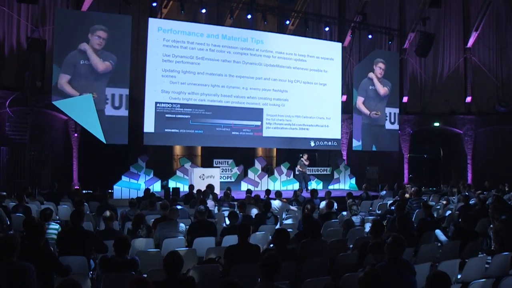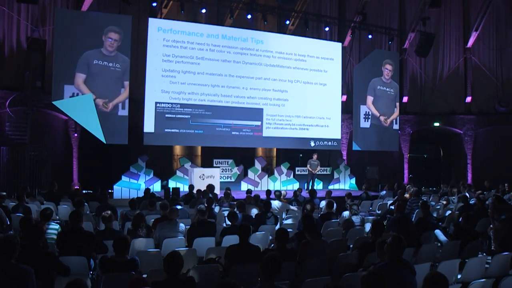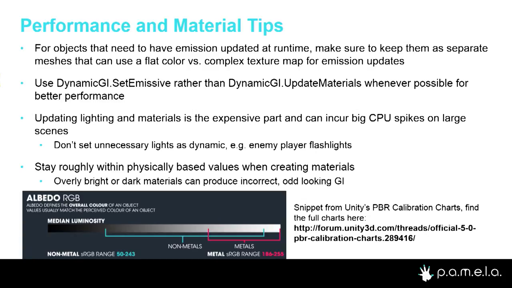And the last note I have here, not strictly performance, but more visual, is a little snippet from Unity's PBR calibration charts, which I definitely suggest everyone should take a look at if you're working with materials. It's a good idea to stick within the suggested PBR range. As you can see here, for a non-metal, you theoretically shouldn't ever have anything that's pure white or pure black. There's a lot of reasons behind that, but specifically related to Enlighten, if you're pushing those values too far in either direction, it can give you incorrect looking, over-bounced light, or maybe it's not bouncing any light when you really want it to. So just something to keep in mind if you're noticing your GI is looking a little wonky.